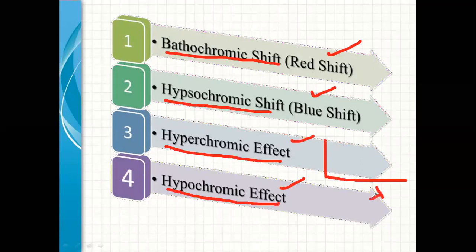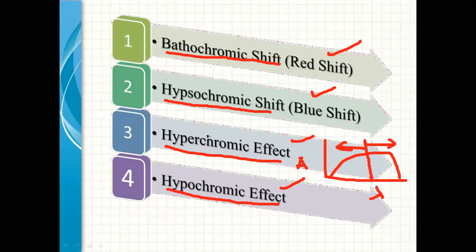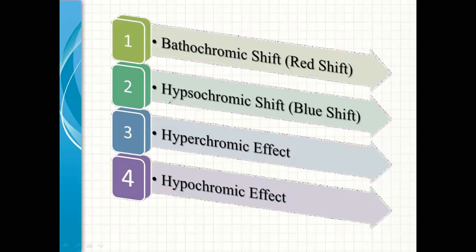Suppose this is lambda maximum, and this is absorption. If it shifts here, we call it blue shift or red shift, and if this amplitude increases, it is known as hyperchromic effect, and if the amplitude decreases, it is known as hypochromic effect.